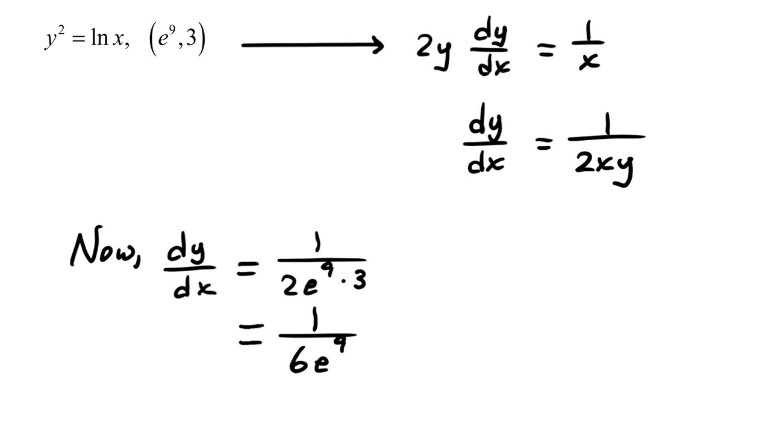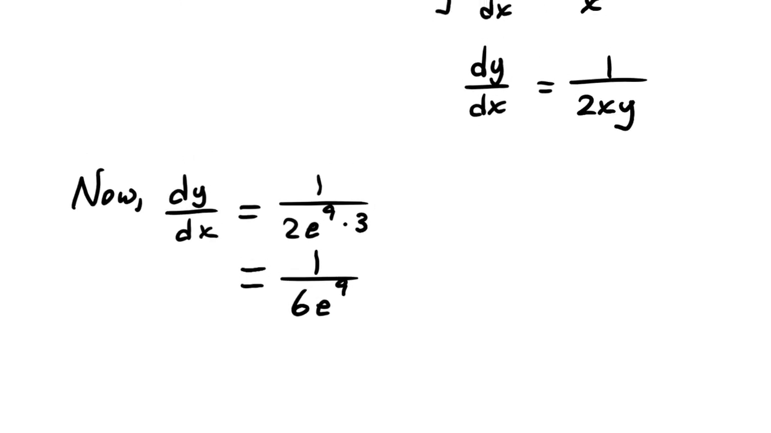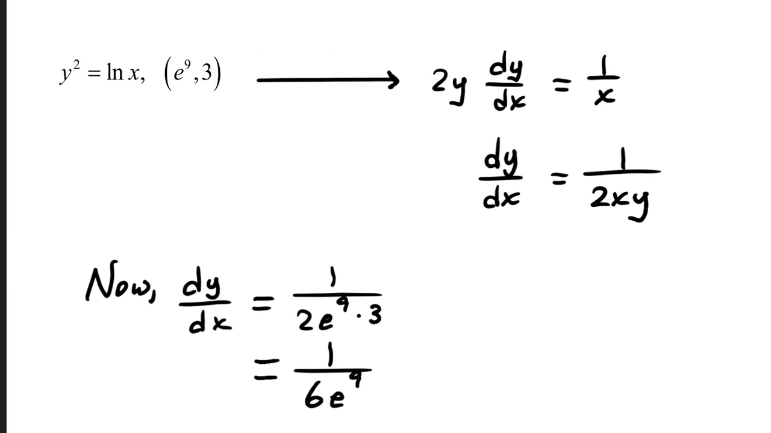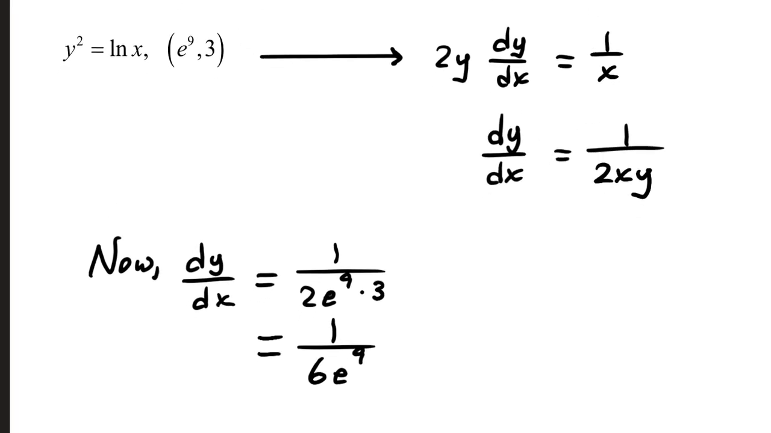Substituting e to the ninth in for x and 3 in for y gives us a slope of 1 over 6e to the ninth. Now, if you were asked to approximate the slope, you would type that in your calculator and you would get the decimal format. What you're seeing at the bottom of the screen is the exact form, the exact value of the derivative, the exact slope.